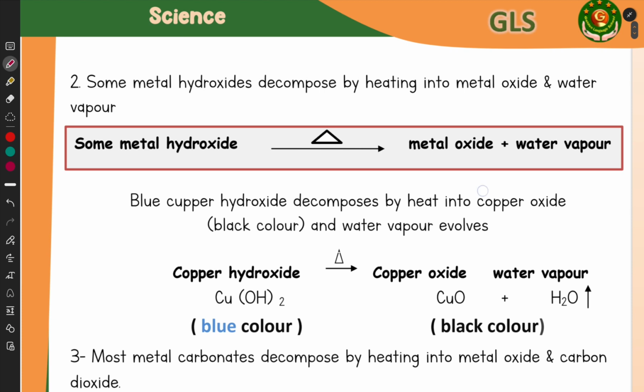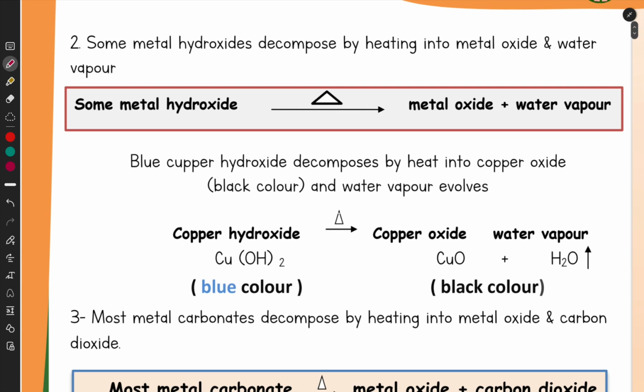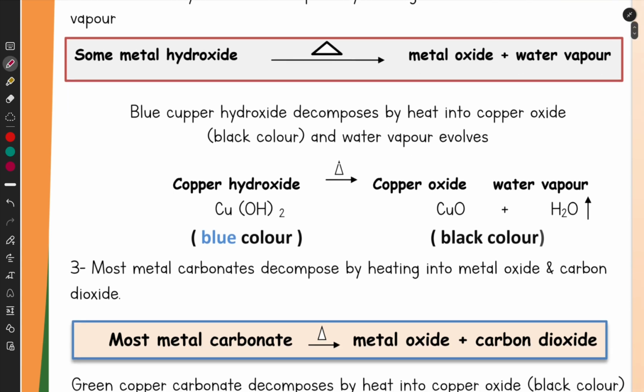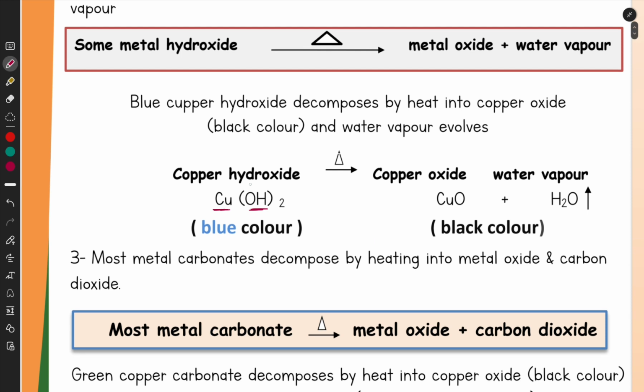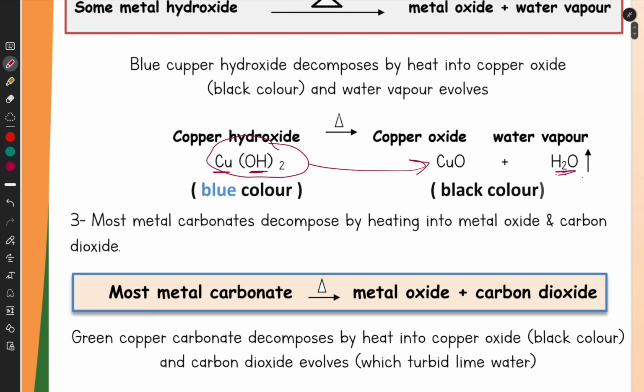Some metal hydroxide. The metal we will use right now is copper hydroxide, Cu(OH)2. If we heat it, this compound will break up into two components. Cu will take the oxygen from the hydroxide and leave H2O. So Cu(OH)2 will produce CuO plus H2O. This is copper hydroxide, this is copper oxide, and this is water vapor.